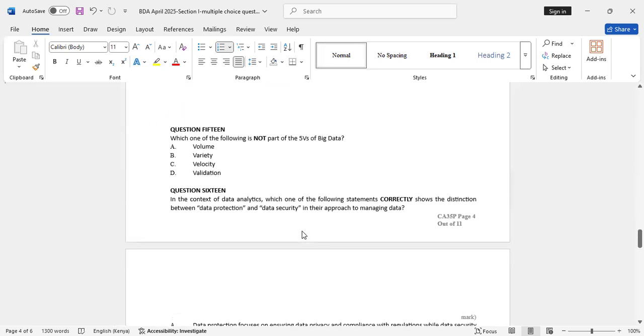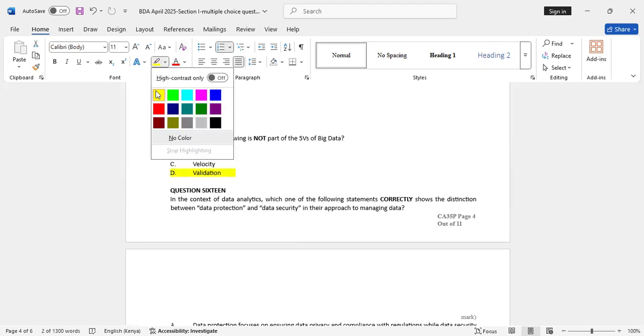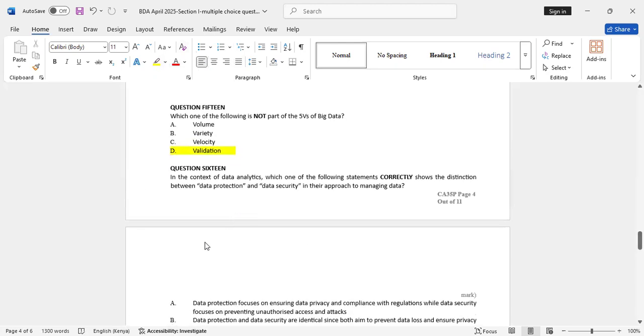Which one of the following is not part of the 5 V's of big data? Yeah, this was a free answer. So A, volume is part of the 5 V's, variety, velocity, validation, it does not fall anywhere under the 5 V's of big data. So the correct answer here was D. Yeah, and as my student, you don't miss out on such. That's a free marker.